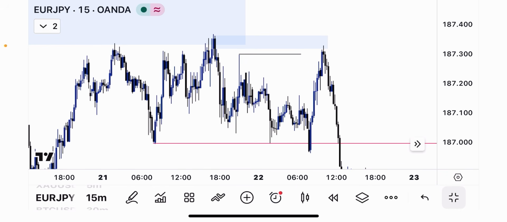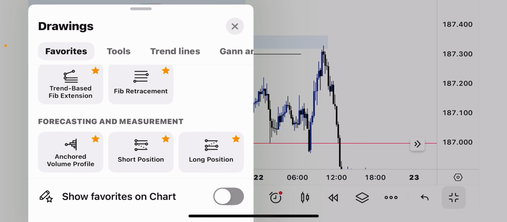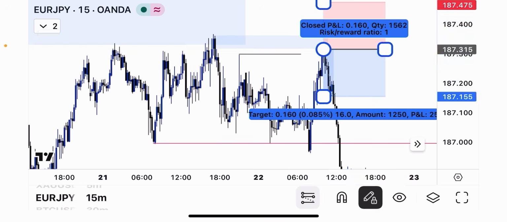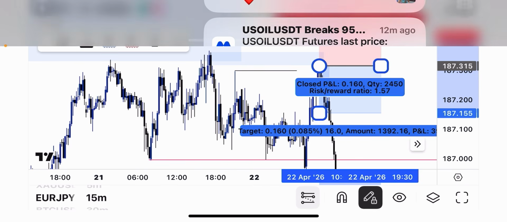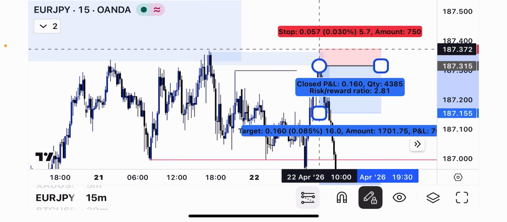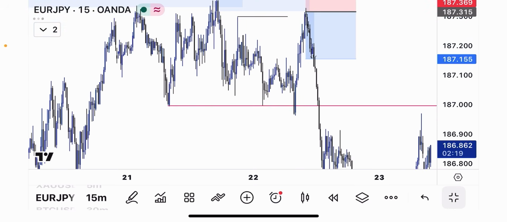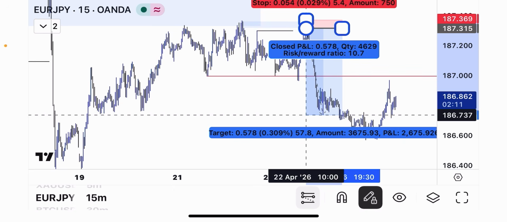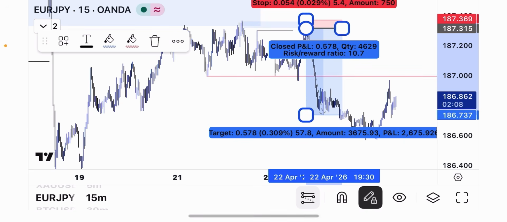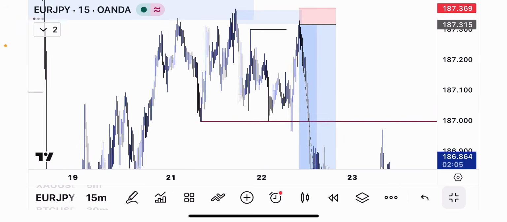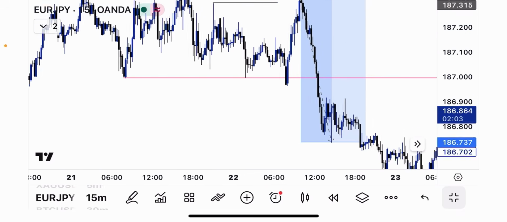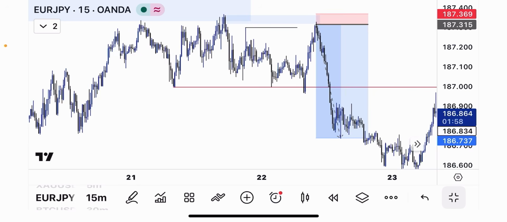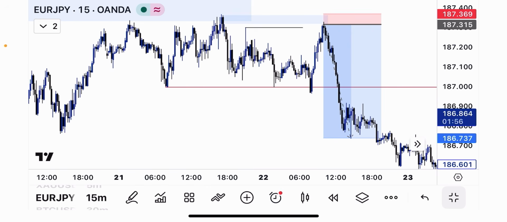So the market came here and tapped into the order block right here. As you can see, now we have a very short stop loss, and I was able to target the nearest drawn liquidity here. So as you can see, this is a 10 RR trade, 10.7, almost 11 RR trade. So that's pretty good if you ask me.